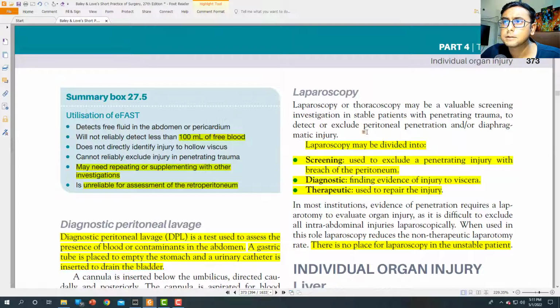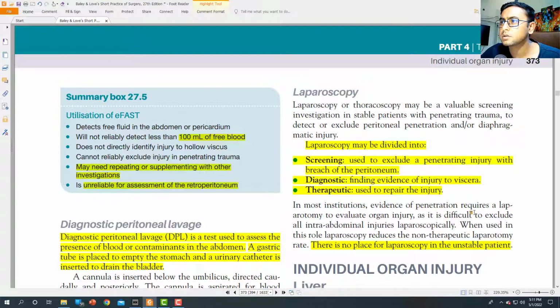So here, laparoscopy: screening, diagnostic and therapy. There are three kinds. Screening is used to exclude a penetrating injury with breach of the peritoneum, that is, we can see the whole peritoneum. Diagnostic is finding evidence of injury to the viscera, and the therapeutic is used to repair the injury. That is the modern world of therapeutic laparoscopy.